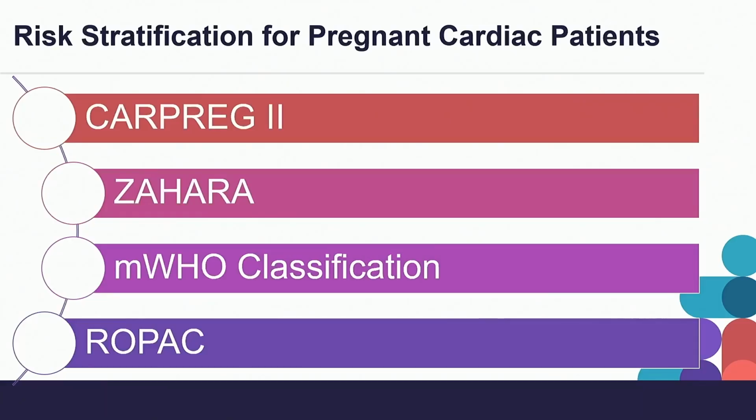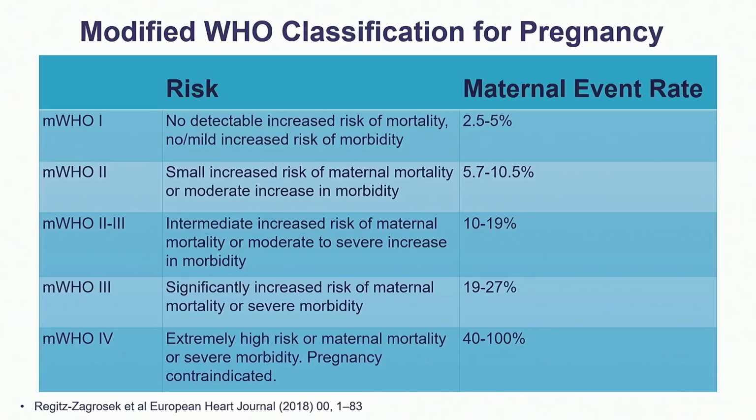So I was going to do a blitz through the risk scoring system, so thank you, Kate, for not making me do that. But we are going to think about how these aortopathy patients fit into our cardiac risk stratification systems. And so the WHO classification and CARPREG-2 are the big ones that we are also going to think about. And now I can talk a little bit slower because I don't have to get through it all. So this is a list of all the different modified WHO classes and corresponding maternal event rates that you'll find in the literature. And we're really going to be focusing in on the 2 to 3, 3, and 4 classes.